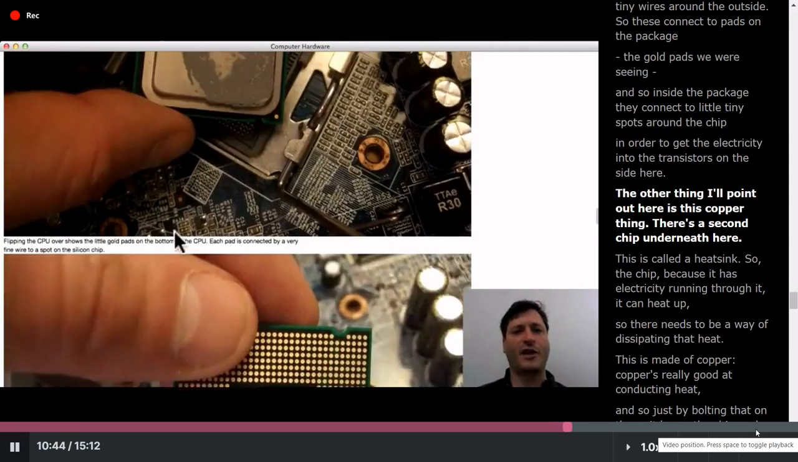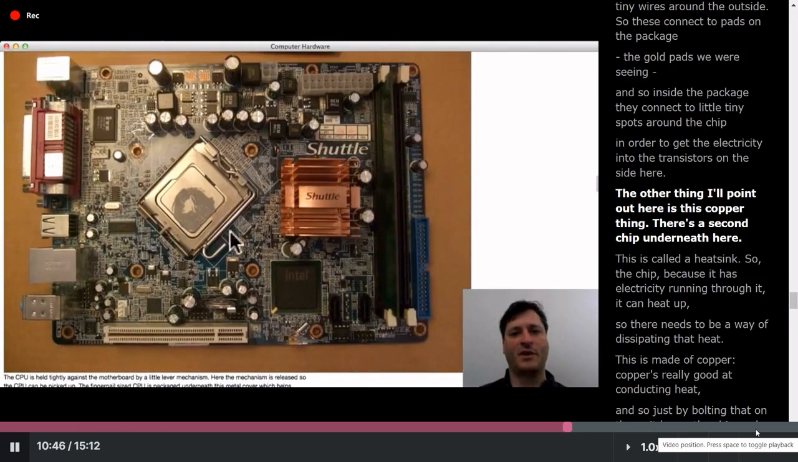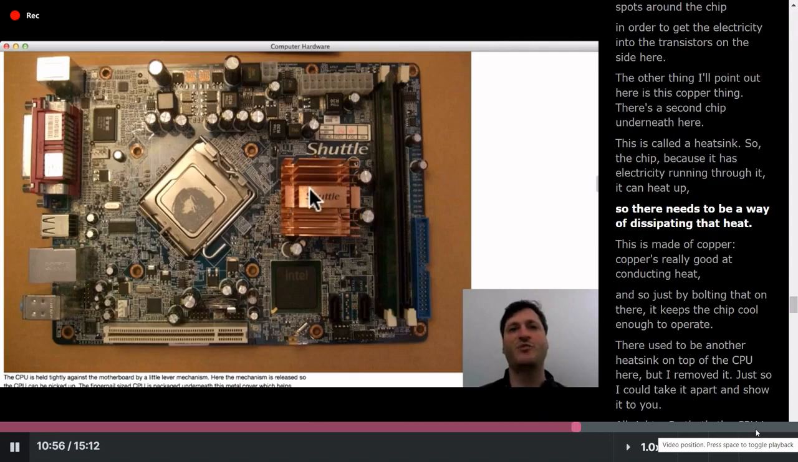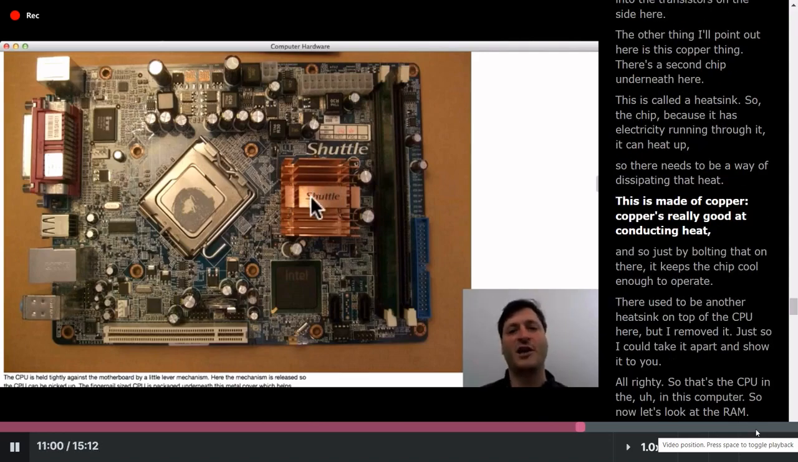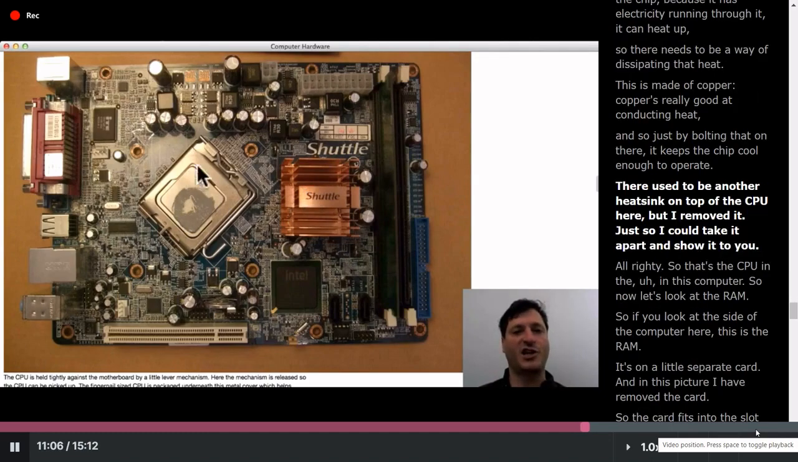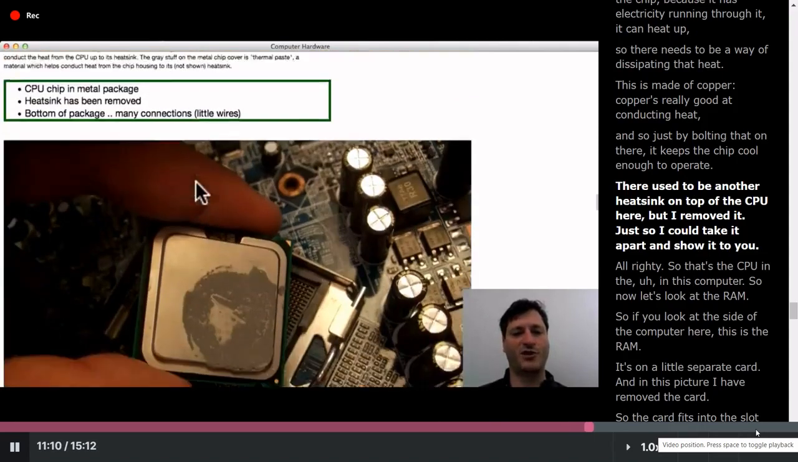The other thing I'll point out here is this copper thing. There's a second chip underneath here. This is called a heat sink. The chip, because it has electricity running through it, can heat up. And so there needs to be a way of dissipating that heat. This is made of copper. Copper is really good at conducting heat. And so by just bolting that on there, it keeps the chip cool enough to operate. There used to be a heat sink on top of the CPU here, but I removed it just so I could take it apart and show the CPU.